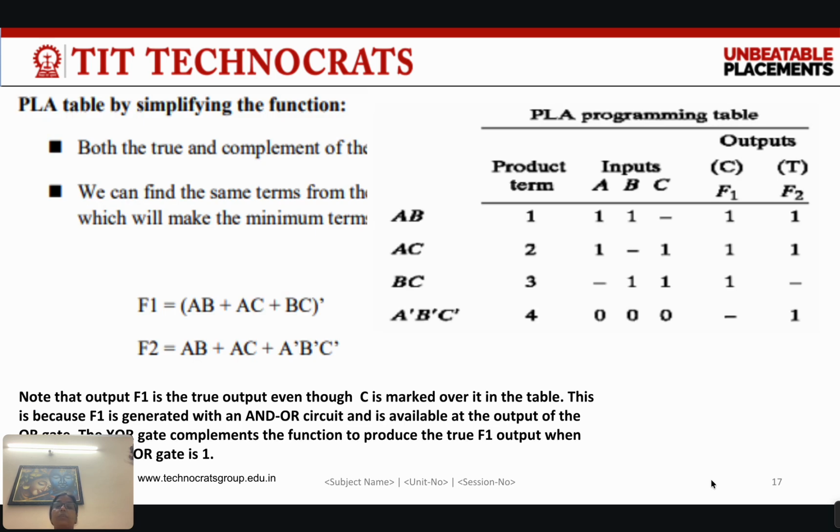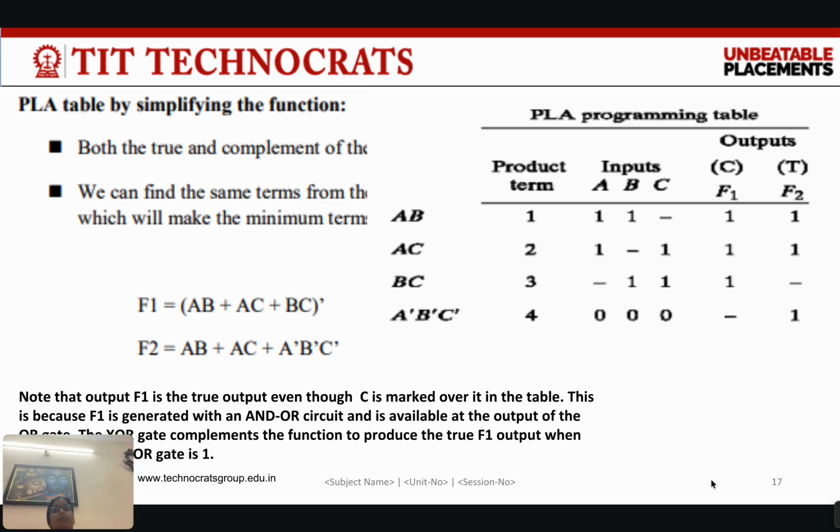Next, we can implement the PLA programming table. We first write down all the unique product terms: AB, AC, BC, A dash, B dash, and C dash. We name the product terms 1, 2, 3, 4. We have the inputs A, B, C, so we program the inputs. In AB we have the product term A and B in true form, 1, 1. In the AC product term we have A and C in true form. In the product term BC we have B and C in true form. So the coding is done accordingly.